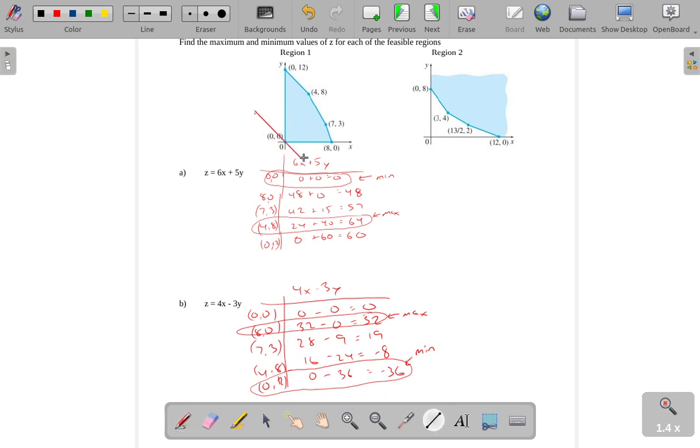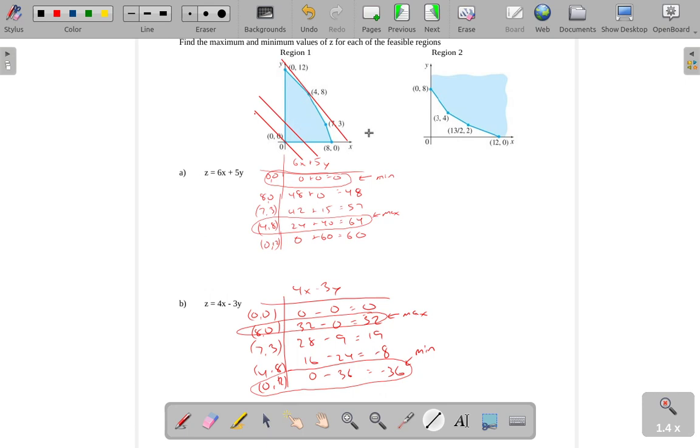It would have a slope that's close to -1. If you did 6x plus 5y equals, I don't know, 10, it might look something like that. Once we get up to 6x plus 5y equals 64, we're up here. We'll just barely touch that point right there. I know that because this is where we got the maximum result here.